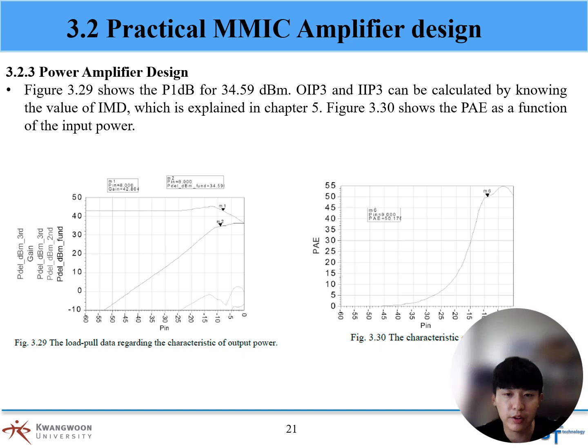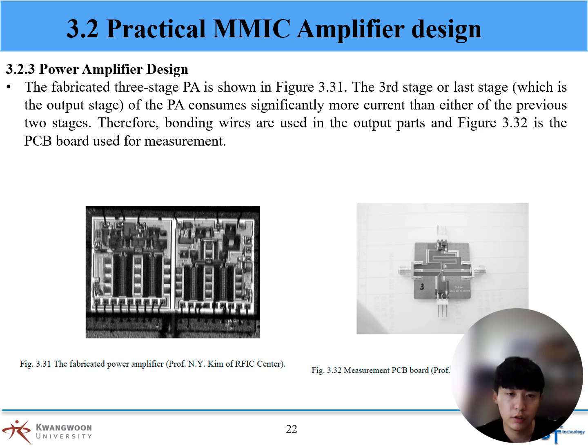Figure 3.30 shows the PAE as a function of the input power. The fabricated three-stage PA is shown in Figure 3.31. The third stage, or last stage, of the PA consumes significantly more current than either of the previous two stages. Therefore, bonding wires are used in the output parts, and Figure 3.32 is the PCB board used for measurement.